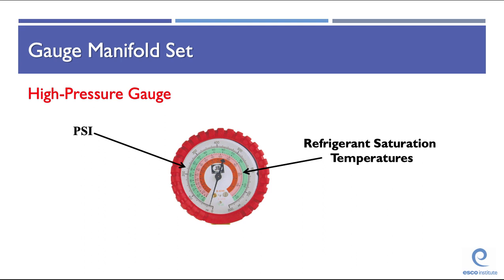The high pressure gauge measures high side discharge pressures. It's normally red in color. Atmospheric pressure is 0 psi or psig. Depending on the refrigerant, the high pressure gauge may be rated at 500 or 800 psi.